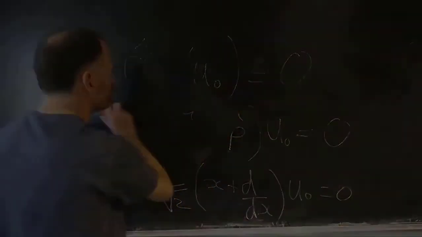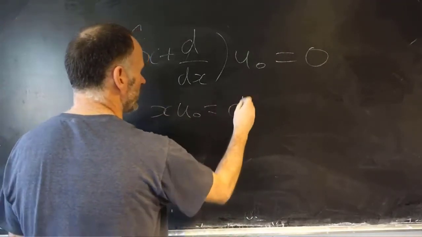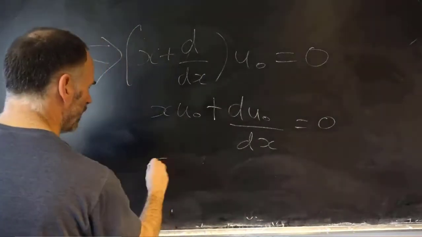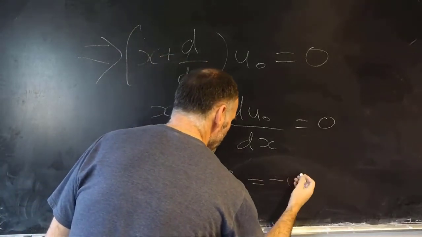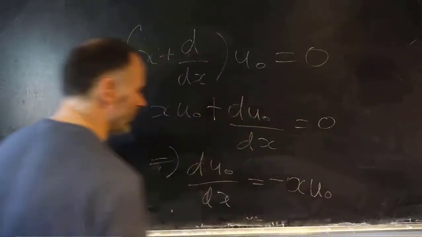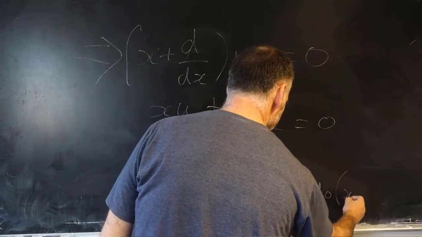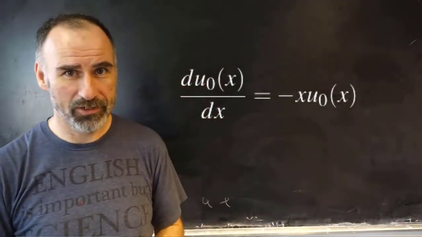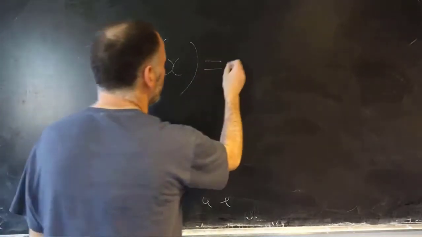Move it up the board, which in turn is a beautifully simple differential equation, because what we've got is x u0 plus du0/dx equals 0, which implies du0/dx equals minus x u0. Let me be clear, that's a function. You've solved differential equations like this before many times. Solve it and show what you have for the solution.